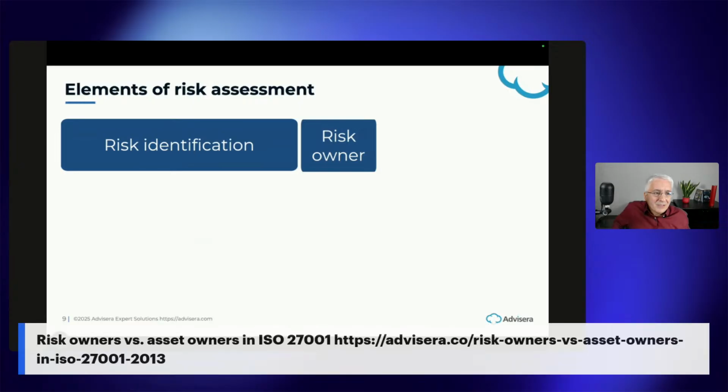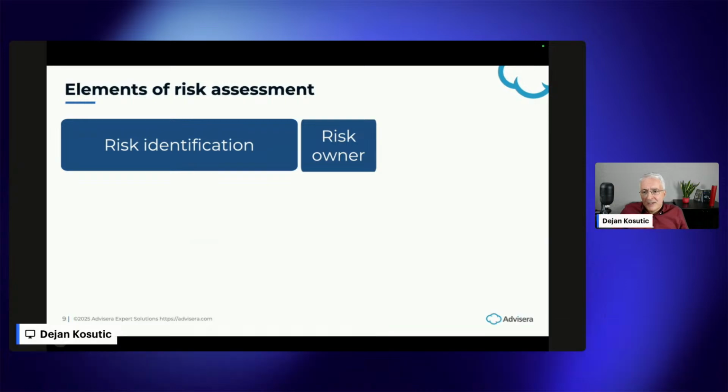In any case, risk owners are mandatory according to 27001, whereas asset owners are not mandatory. But I would say it's recommended also to have asset owners as well. The next mandatory element is assessing the level of impact. So how big the consequences would be if an incident happens.